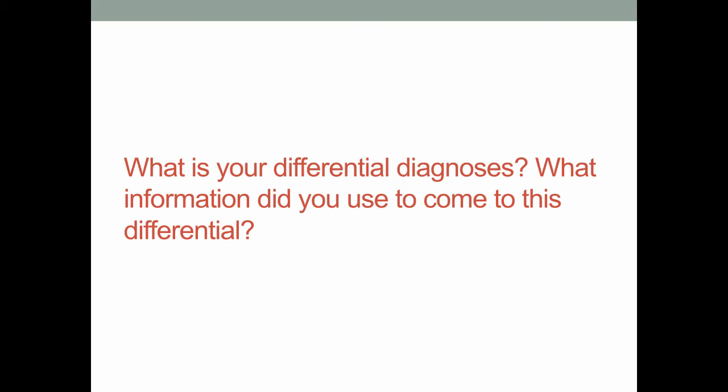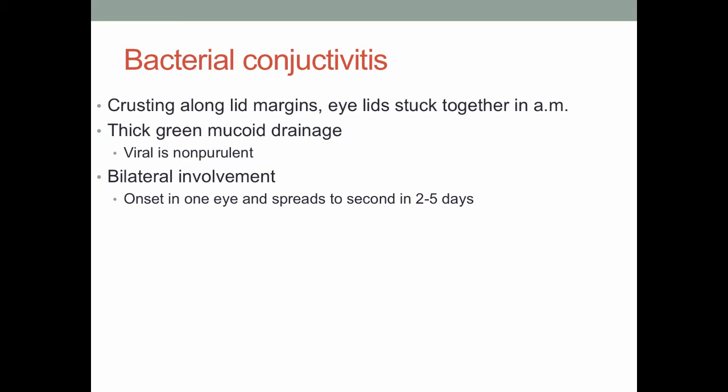So think about what your differential diagnosis is and how you came to that conclusion. So when we think about bacterial conjunctivitis, we think about that mucopurulent drainage, the crusting along the lid margins, the eyes stuck together in the morning, that thick green mucoid drainage. Viral is very often non-purulent. And the bilateral involvement with the onset in one eye and spreads to the second in a couple days is pretty classic with bacterial conjunctivitis.